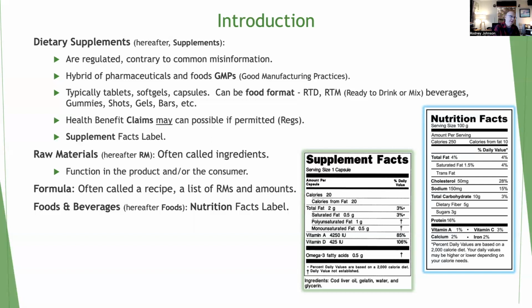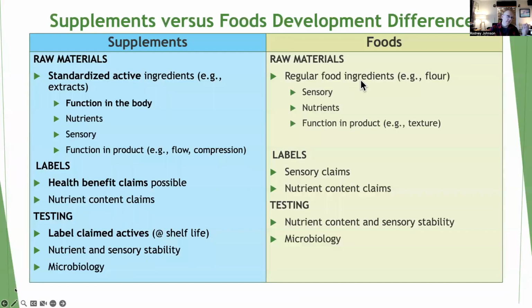Foods and beverages are very similar, but they use a nutrition facts label. They do not have active ingredients. There's much more of a focus on organoleptic, or sensory, which is really a simpler term for it. And so those are really the main differences. Just to highlight a few of those others, again, supplements use standardized raw materials, they function in the body, they have a purpose as well. The raw materials also have to function in the product or to make the product. For example, in supplements, there has to be the ability for the powder to flow and then to compress. It also has to have the right sensory characteristics.